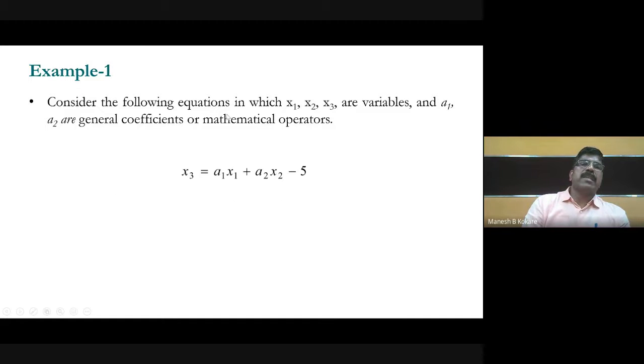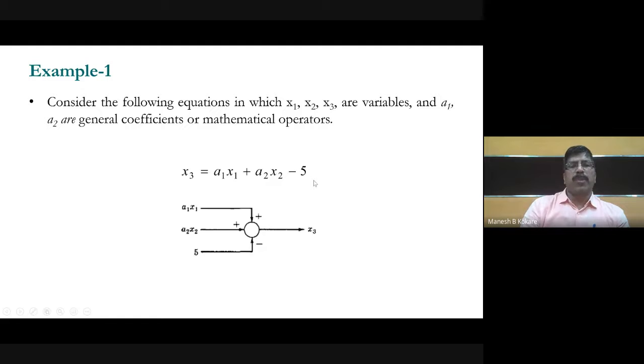Now, for example, you'd like to construct this equation with the help of a block diagram. So consider the following equation. Basically the inputs are x1, x2, and x3, and these are the variables, where a1 and a2 are the general coefficients or mathematical operations. Here x3 depends upon x1, x2, and also some constant phi u. So x3 is equal to a1 x1 plus a2 x2 minus phi u. So how do you represent that one?